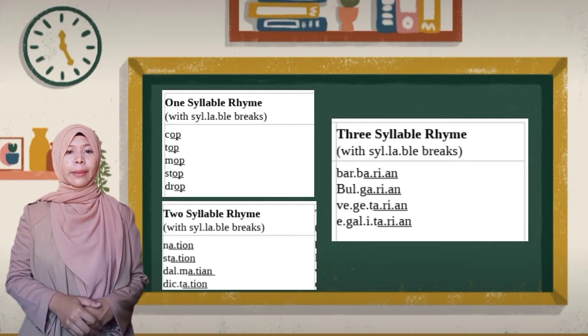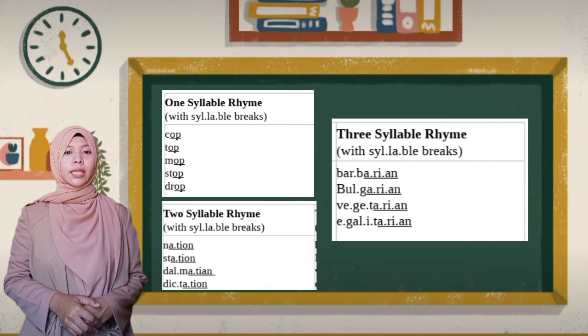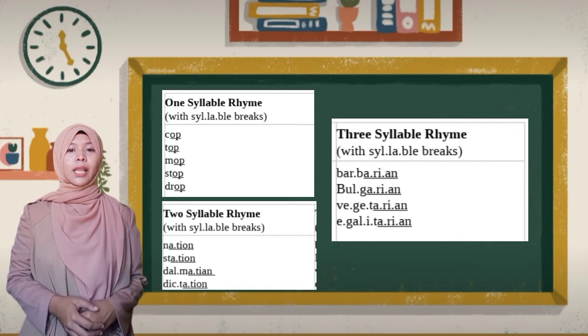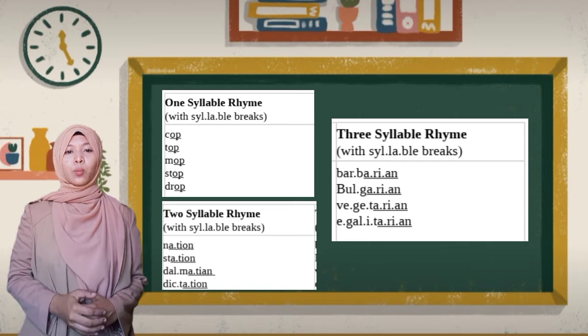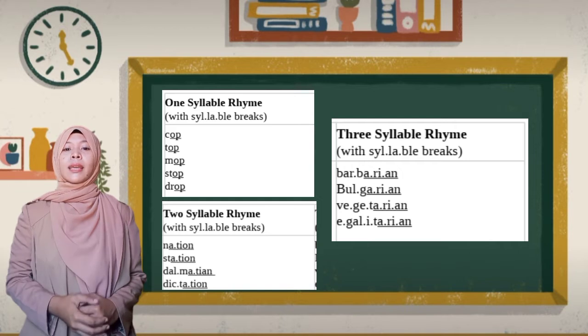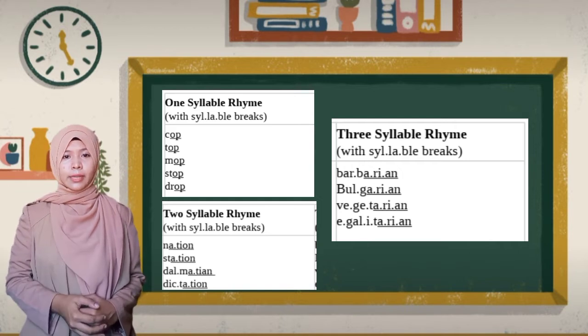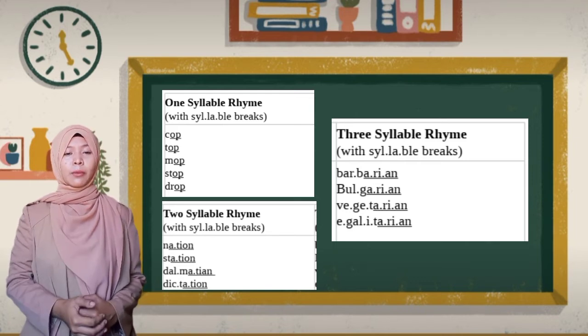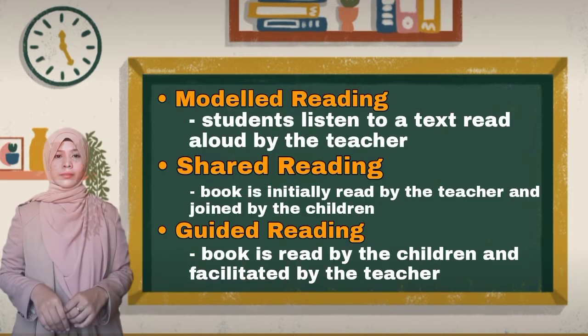In two-syllable rhyme, we have nation, station, Dalmatian, and dictation. The two syllables here are the rhyme and not the whole words. As we can observe, they all end in -ation, which is composed of two syllables. In three-syllable rhyme, we have barbarian, Bulgarian, and vegetarian. The last three syllables are the rhyme.